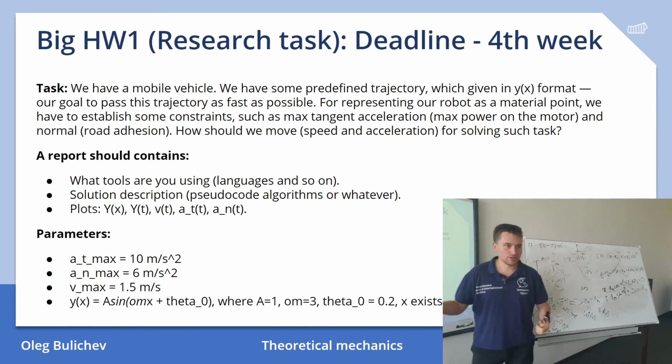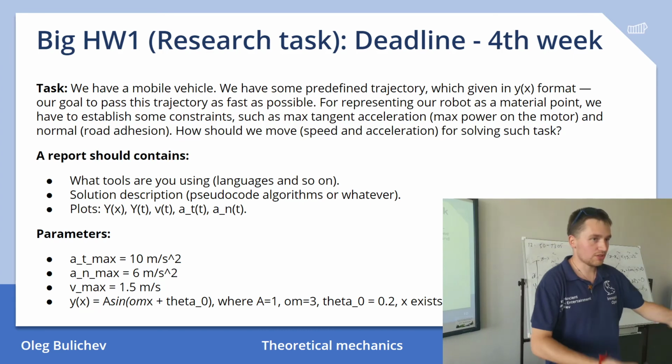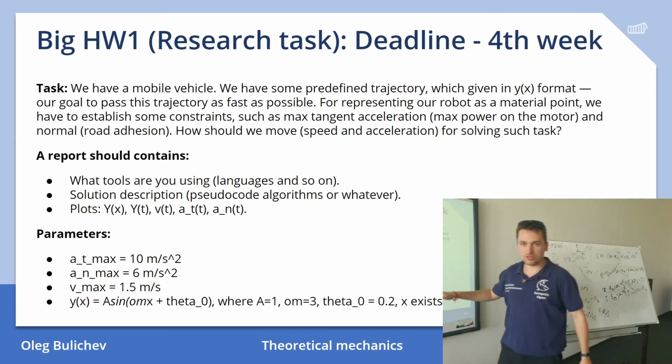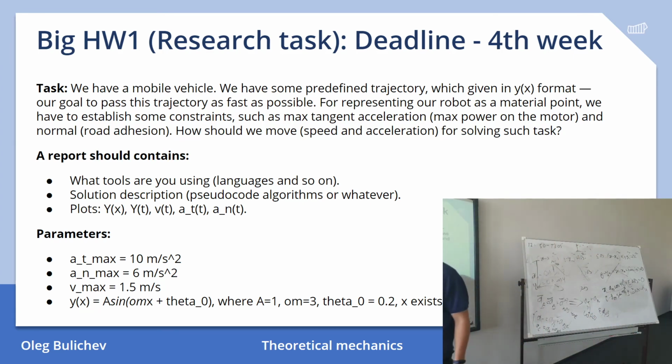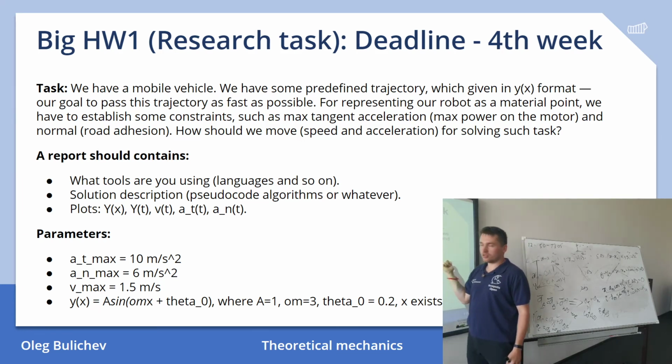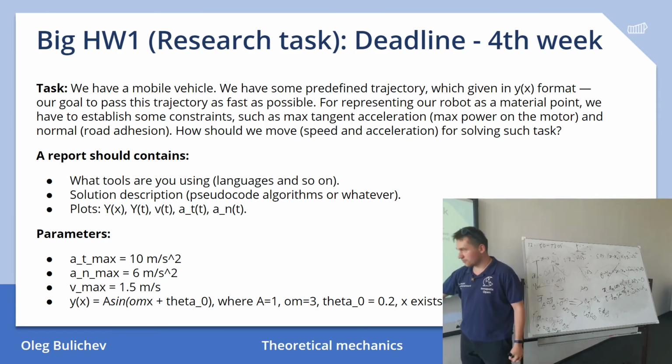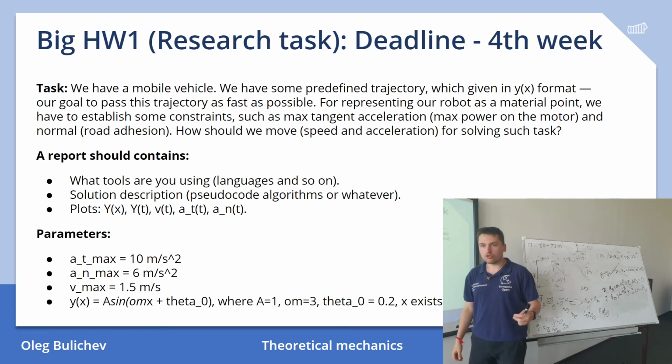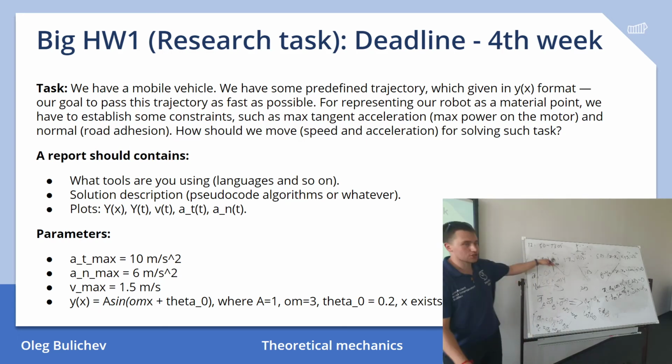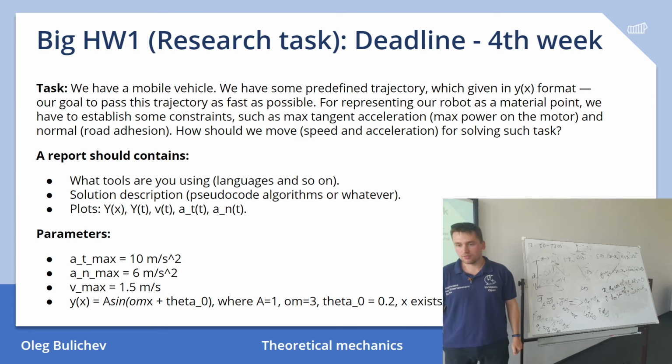Otherwise your wheels will be slipping and so on. So that's why we have this constraint. It's a real constraint in real robots. So how should we move, speed, accelerate for solving such tasks? We have a trajectory, and your robot should move on this trajectory. So you need to reconstruct it basically.